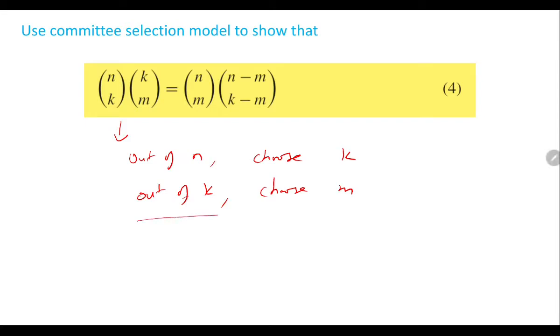On the other hand, on the right hand side, what I choose is, out of n, I choose m people. Now I already know that these m should be part of the k people. So I need k people, but m has already been chosen. So what I need to choose now is k minus m, out of n minus m, because m is already chosen, so I shouldn't repeat them. So now you can see that both are equivalent.